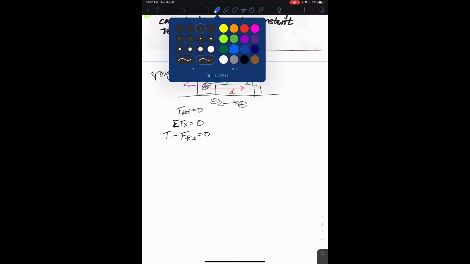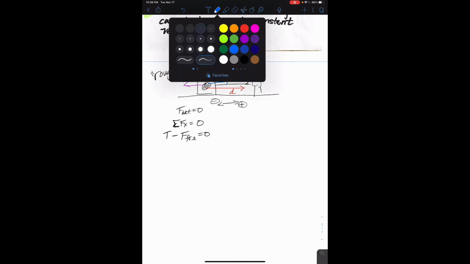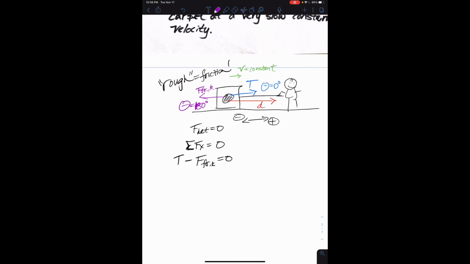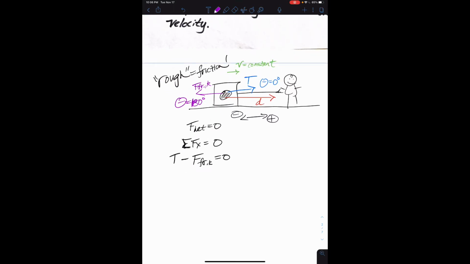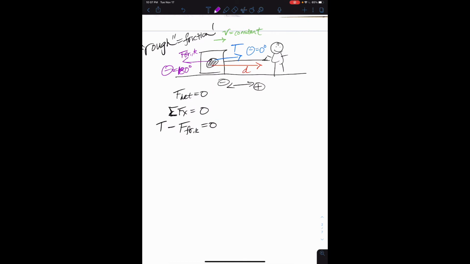We can see that it's equal to 0. What is theta for force friction kinetic? Well, we can see now that theta is equal to 180 degrees. So that right there is going to allow us to write these work formulas, right? Both forces are going to act over a distance d, but we're going to see that tension will be positive because cosine 0 is 1, and friction kinetic will be negative because cosine 180 is negative 1.